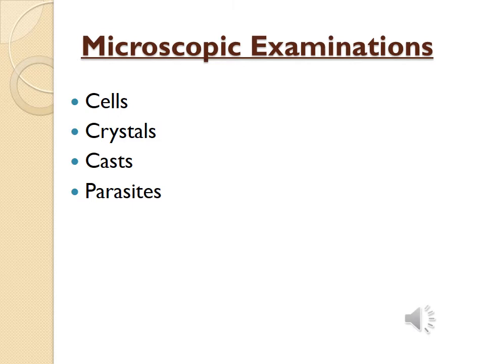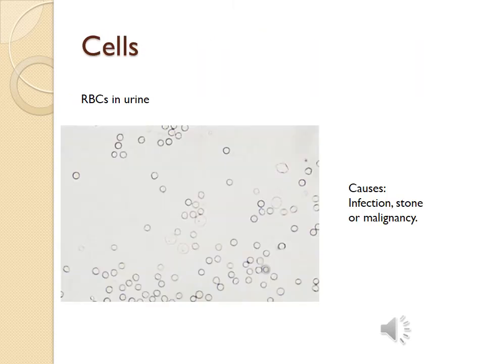Under the microscope, we can see four different types of things. Either we can see cells or crystals or casts or parasites. In the cells under the microscope, we can see RBCs, white blood cells, epithelial cells, and spermatozoa.